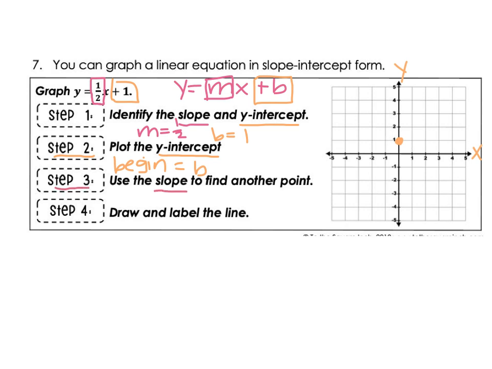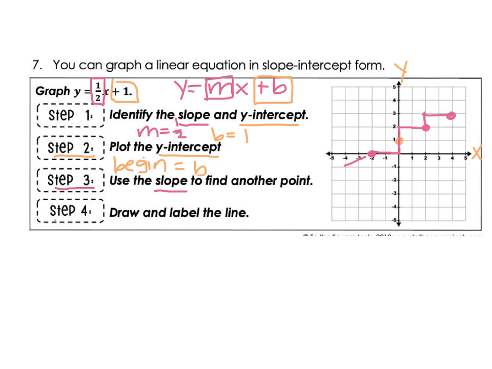Then step 3 says use the slope to find another point. The way that you're going to do this is our slope is 1/2, so we're just going to count our rise over our run. So up 1, over 2. Up 1, over 2. And then you can go in the opposite direction also if you want. Rise 1, run 2. And then you'll connect.